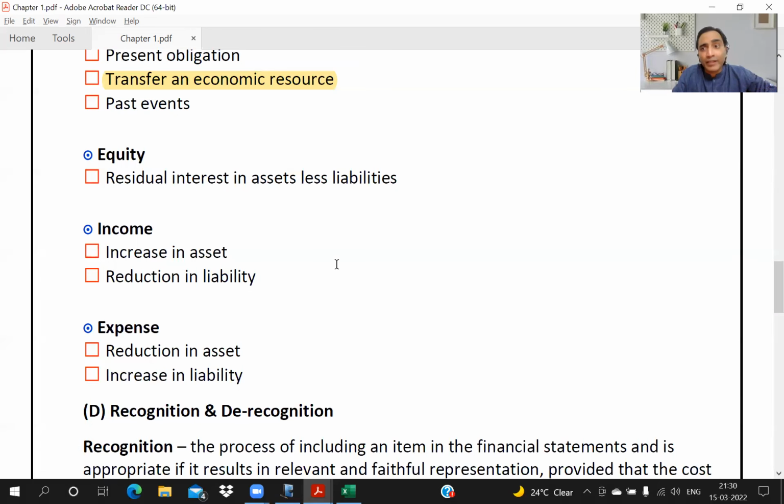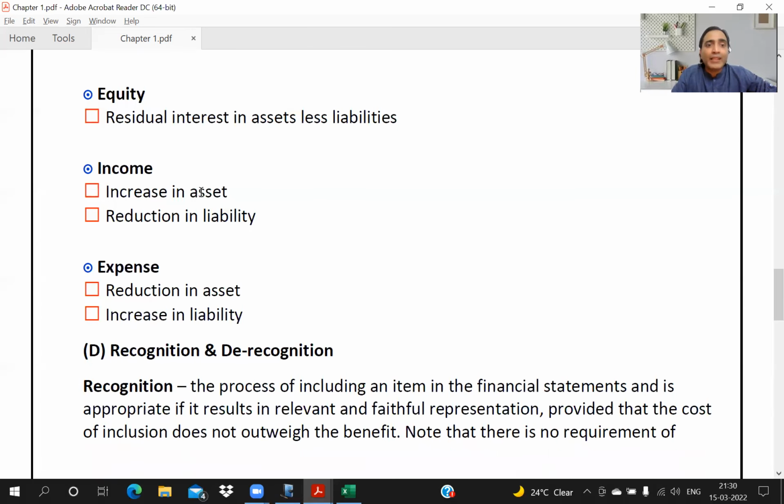Now, income and expense has a very interesting definition. Anything that increases your assets or decreases your liabilities is income. Don't you think so? If you make a sale, a sale will always increase your assets. Your cash will increase or your receivables will increase. Or if you are given some discount by your supplier, whenever your supplier gives you a discount, that discount received is an income. So a reduction in liability is also an income.